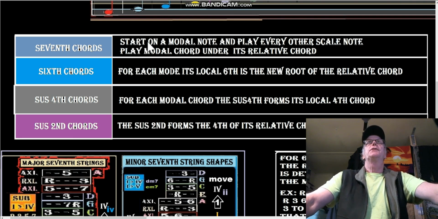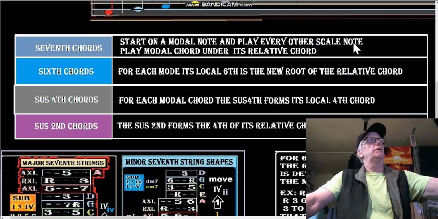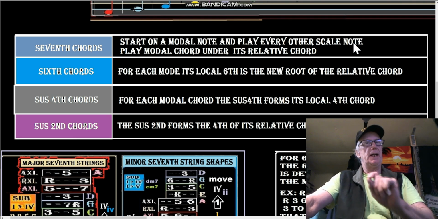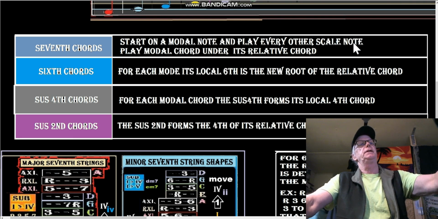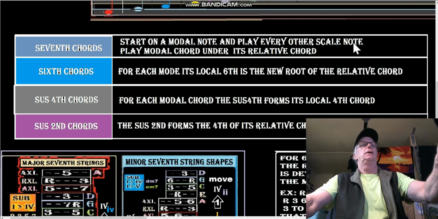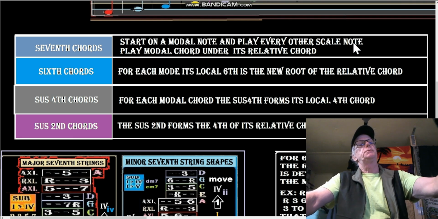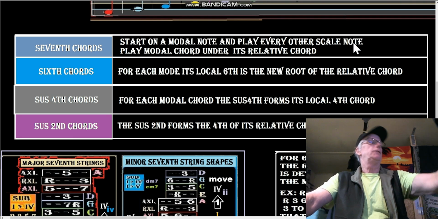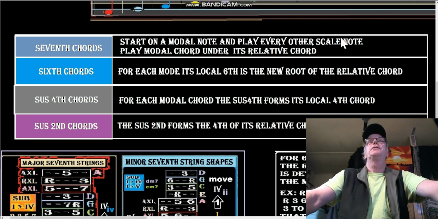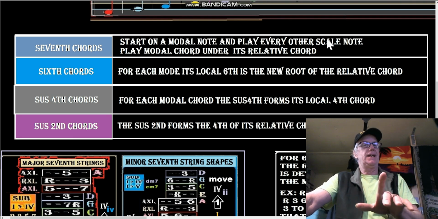Seventh chords start on a modal note and play every other scale note. Well, that's easy. We did that. There it is, every other note in that scale: C, skip D to E, skip F to G, skip A to B. Okay, let's talk about E minor seventh. Low E minor 7th: E, skip F to G, skip A to B, skip C to D. E minor 7th, low. So that's skipping every other note within that scale.